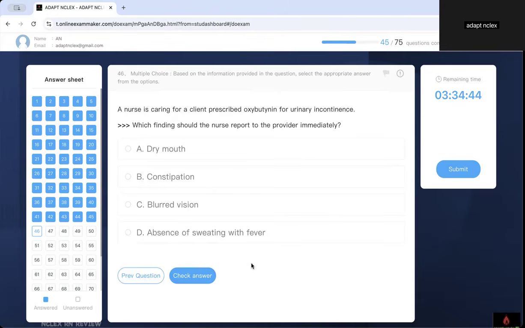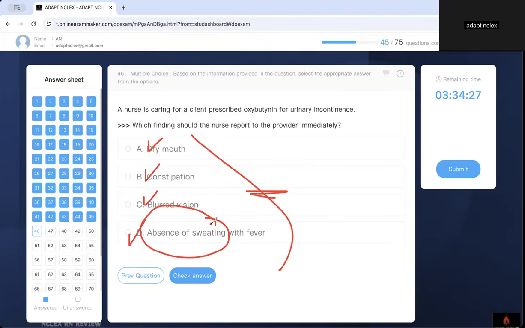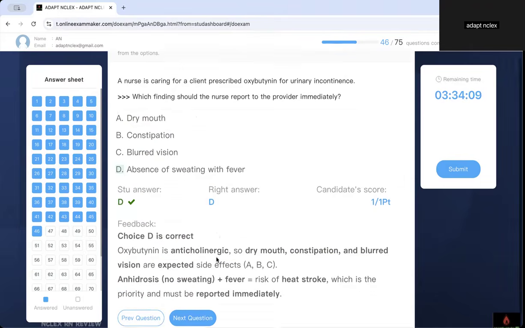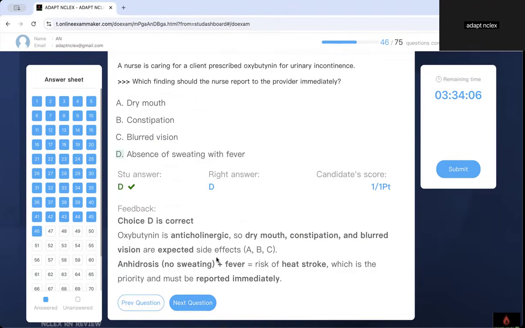But the buzzword in the question is what? Provider immediately. A problem is worrisome. The others are expected findings. But when you have absence of sweating, it's so bad. You have a fever, it's so bad. Now what do you think? Combine them. Heat stroke is associated with what? And we should report it to the provider. That one is bad. That's our problem, right? These are all things you have to put together when you're doing a prioritization question.